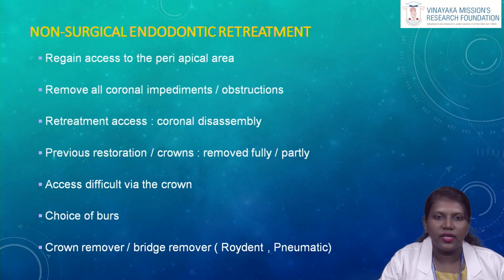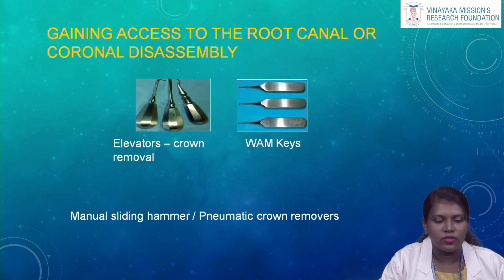In retreatment cases, if there is a crown or any restoration in the coronal area, we have to remove it, which is known as coronal disassembly. The previous restoration or crown has to be partly or fully removed. If access is difficult via the crown, we can remove the crown, or we can use burs, crown removers and bridge remover instruments. The next step is to gain access to the root canal in the coronal disassembly area.